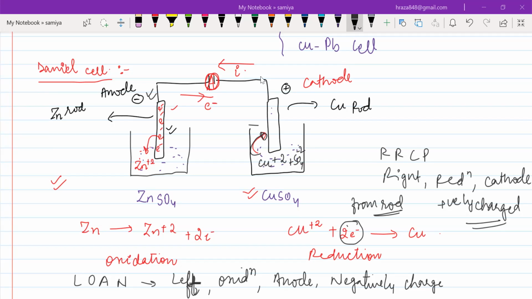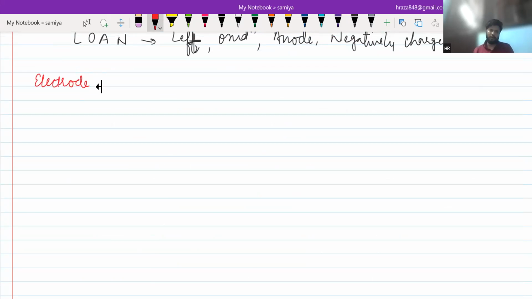Now see, we are going to study electrode potential. Electrode potential.